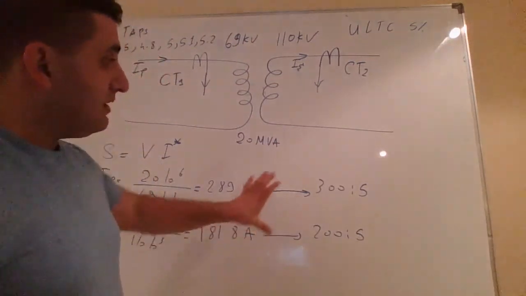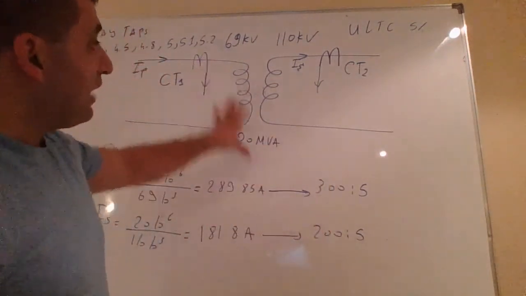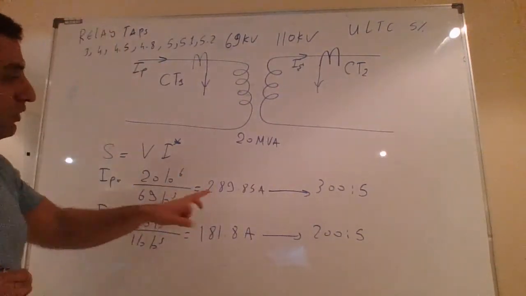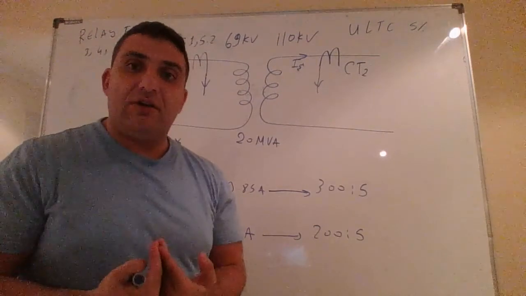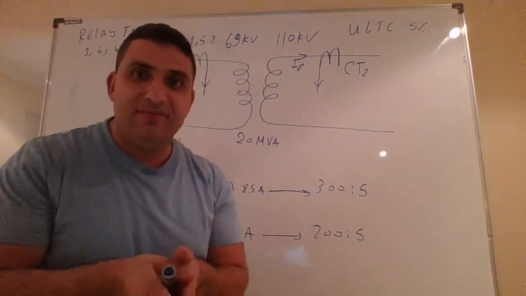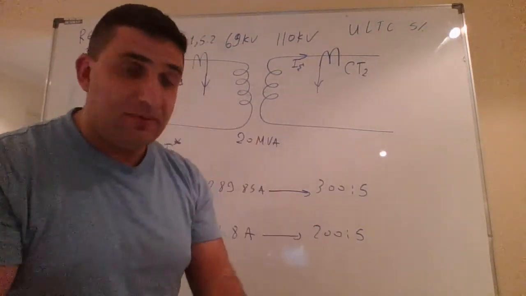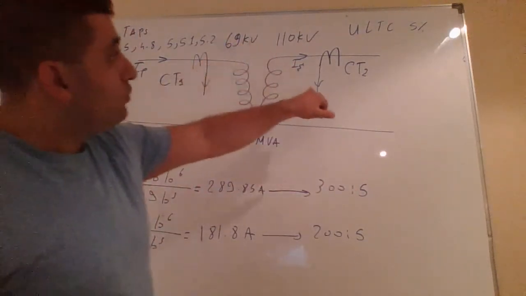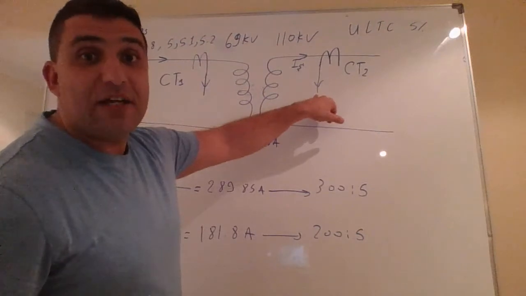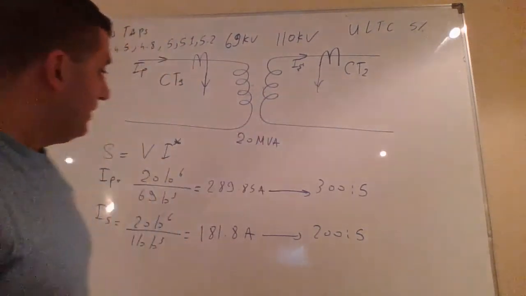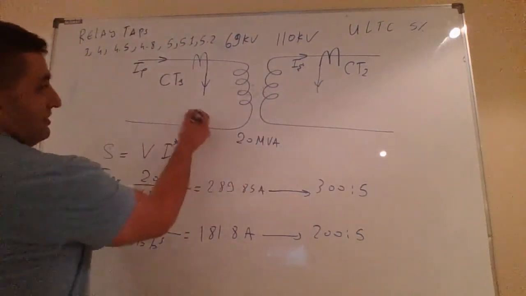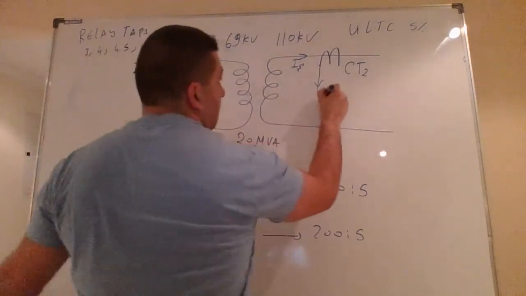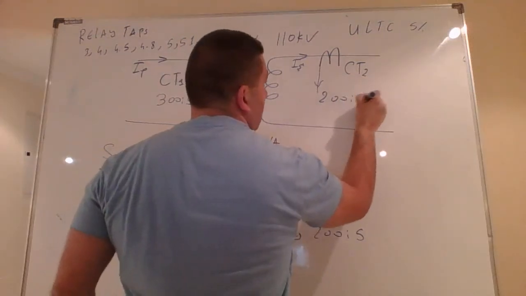The mismatch error is related to the actual number of windings. Now, in order for me to determine the mismatch error, I need to find the actual secondary current of CT1 and the actual secondary current of CT2. So now I know, let me write this. That's a 300 to 5 CT, that's a 200 to 5 CT.